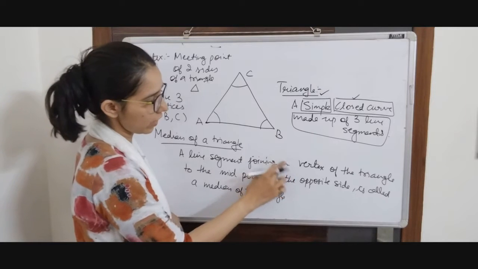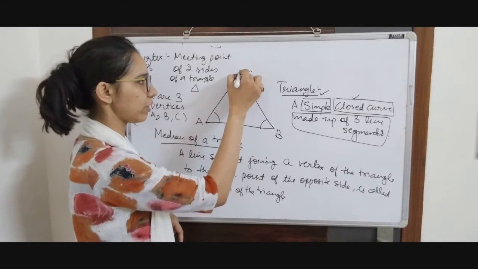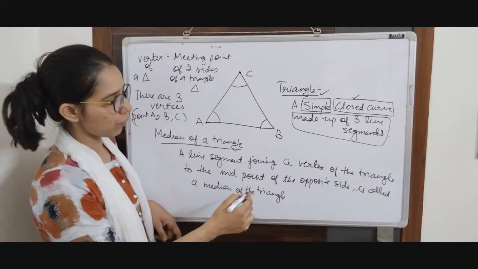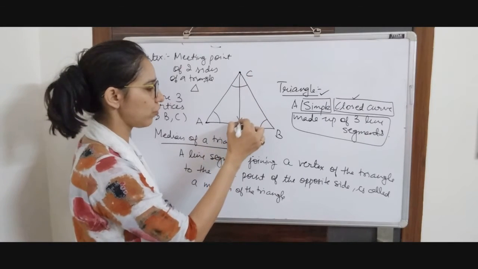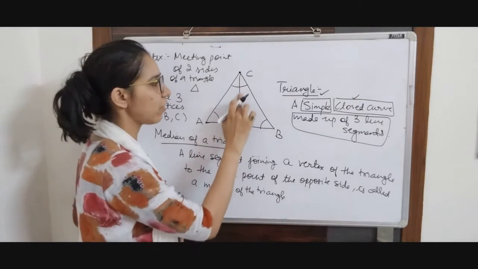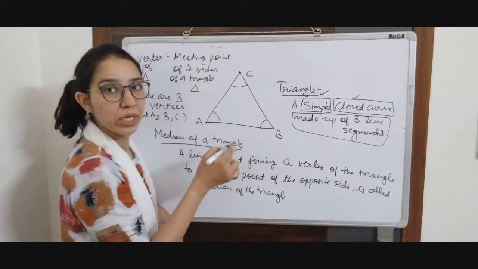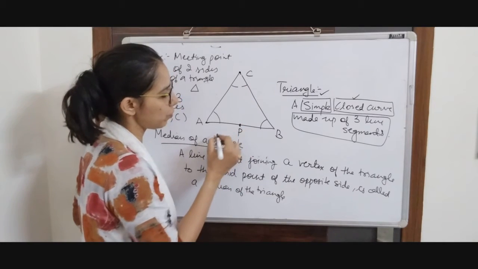Joining a vertex of the triangle, we have to join this point to the midpoint of the opposite side. The opposite side to it is going to be this one. And what is the midpoint of it? You can find it using your ruler.